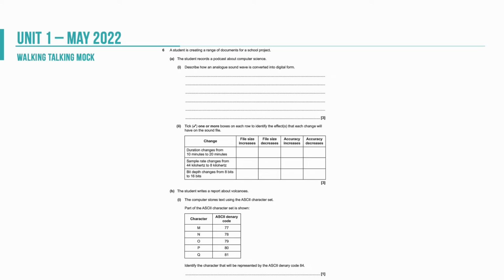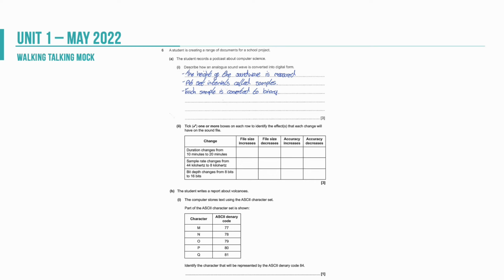We're then looking at binary again, so we're looking at how we can convert binary, looking at sound waves, but also then how that impacts when we increase things like the duration and the sample rate. The first question asks us to describe how an analog sound wave is converted into digital form. Now again, I need to make 3 marks. Top tip, use those bullet points.